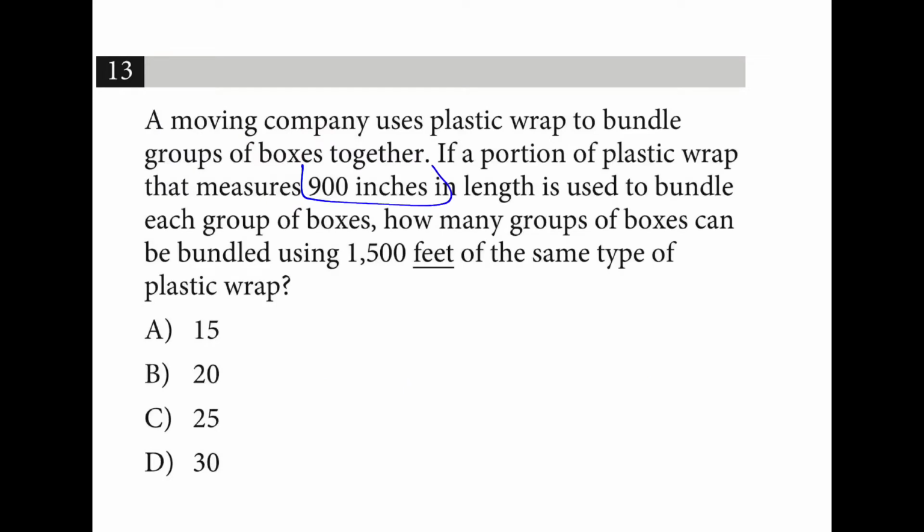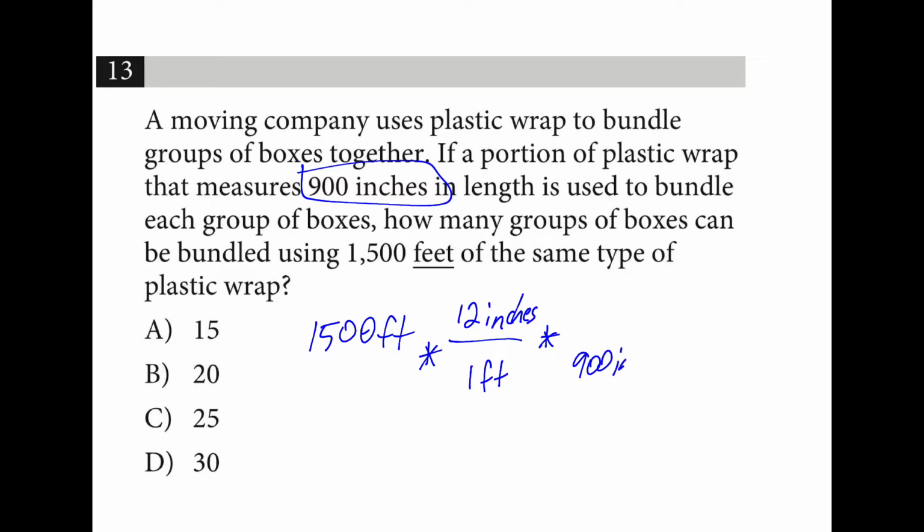So we're using 900 inches of plastic wrap to bundle a group of boxes. So we take 1,500 feet, and we're going to multiply that by, for every foot, there's 12 inches. And then there's 900 inches for every group. And if you multiply that out, you get 20.